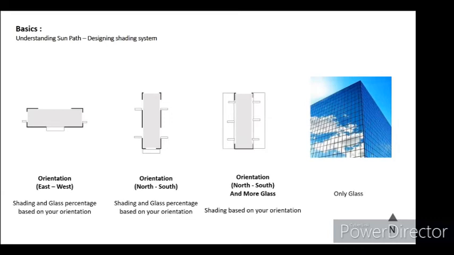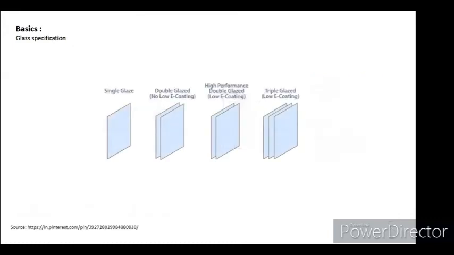Always start with the passive shading system. Once you have an idea of what kind of shading system you are going to design, look at what glass options you have. You have single glazing, you have double glazing without any coating, you have double glazing with coating, and then you have triple glazing with coating. So these are the most common glasses you find in the market.